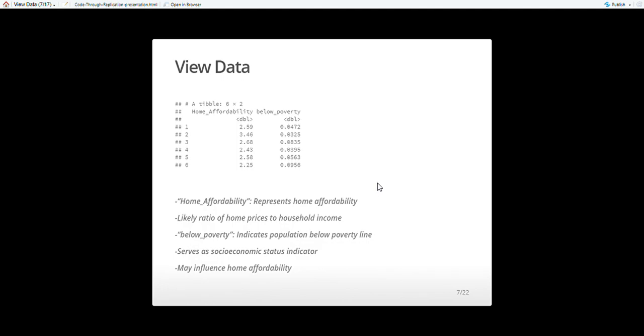So now we are viewing the data. The home affordability column likely represents the affordability of homes across different locations, possibly calculated as the ratio of home prices to household income. As for the below poverty column, it likely indicates the proportion of the population living below the poverty line in those locations. So this variable can serve as an indicator of socioeconomic status, which may influence home affordability.